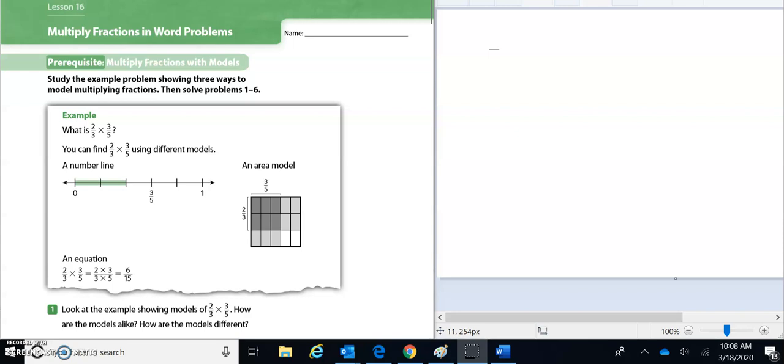So our standard for today is MGSE NF6, which is solving real world problems by multiplying fractions and mixed numbers. Our I can statement is I can multiply fractions in word problems. And the vocabulary that we will be using today are fractions, numerator, denominator, area model, number line, and equation.